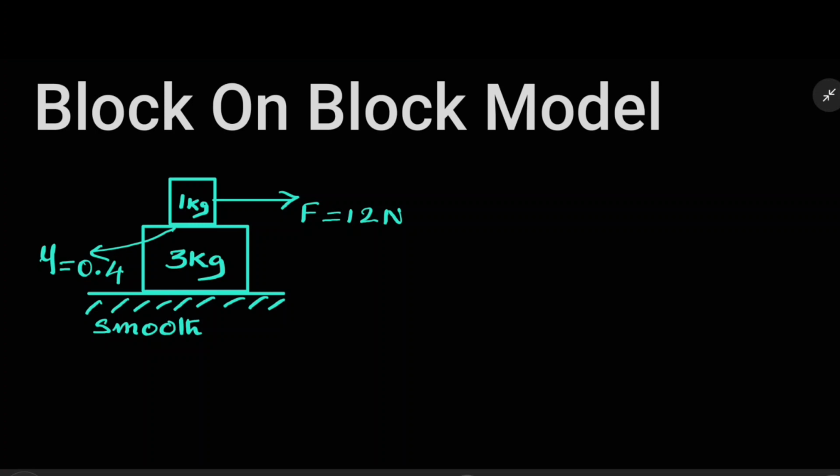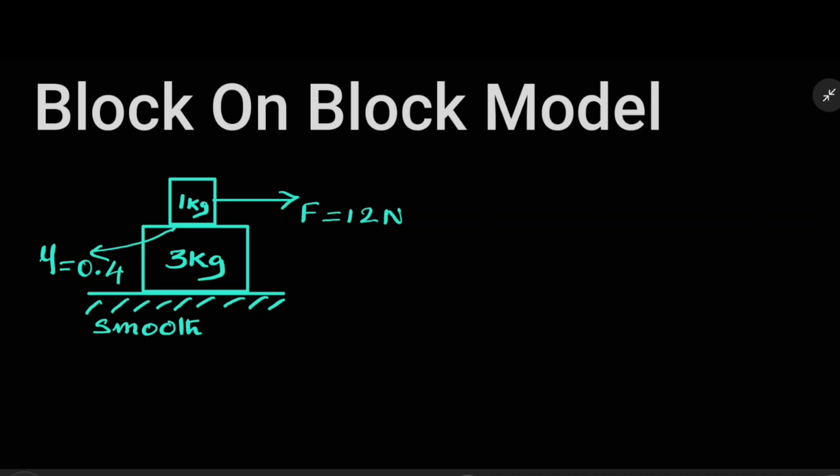Consider a situation where a 1 kg block is placed on a 3 kg block and there is some friction between them and the coefficient of friction is given to be 0.4. The 3 kg block is placed on a smooth horizontal floor. There is no friction offered by the floor. An external force of 12 Newton is applied on 1 kg specifically. Now we are supposed to find the acceleration of the blocks and the friction acting between the blocks.